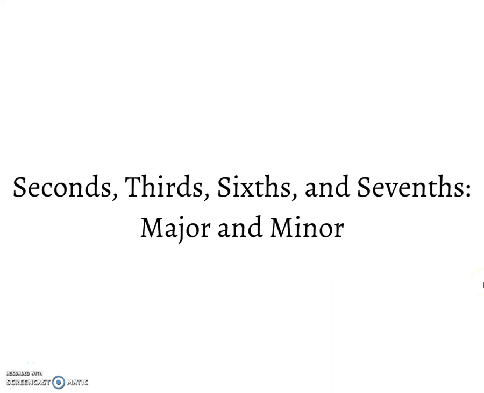Today we're going to talk about seconds, thirds, sixths, and sevenths. So when we learned the octaves, fourths, and fifths, our options were perfect, diminished, and augmented. For these intervals, our options are major and minor. Technically, there are also augmented and diminished seconds, thirds, sixths, and sevenths, but we're not going to deal with them today. They don't come up very often, at least not for us in middle school.